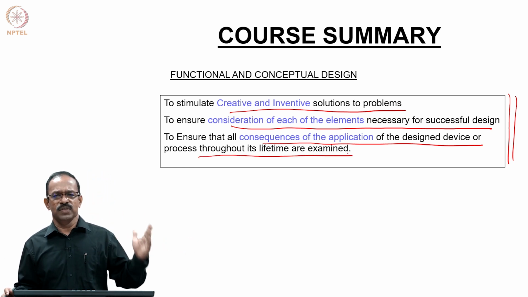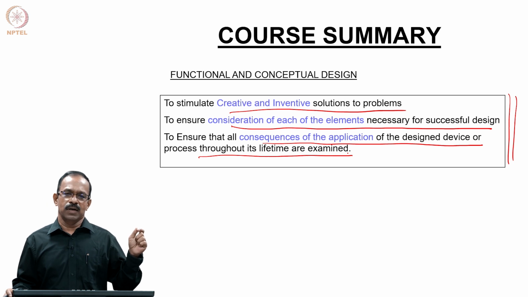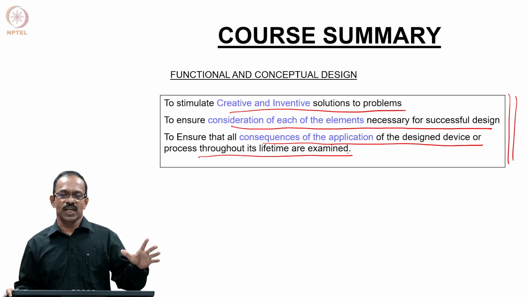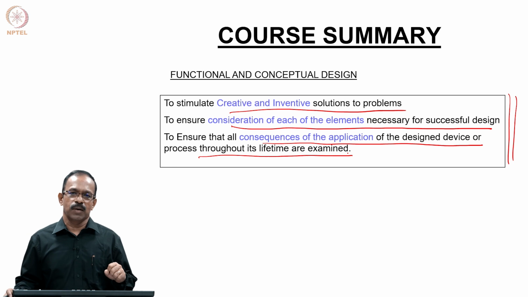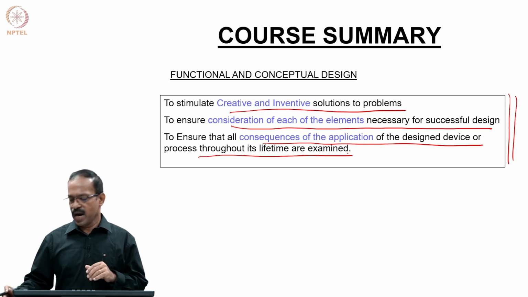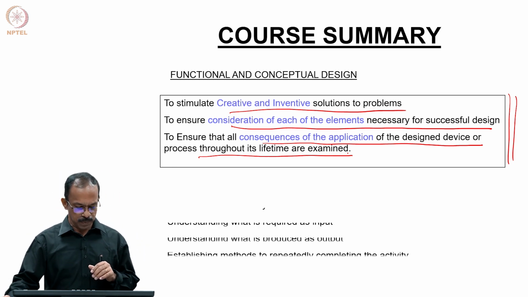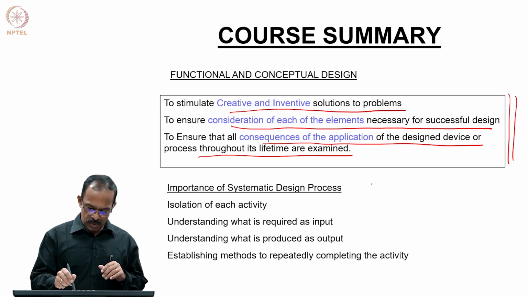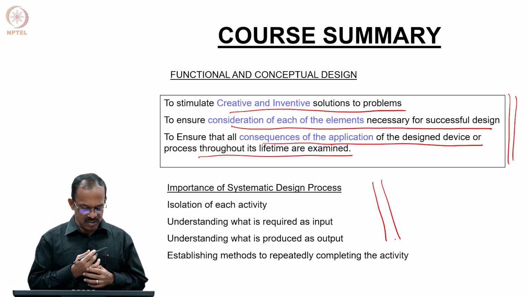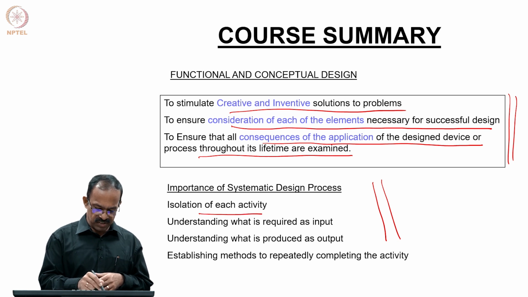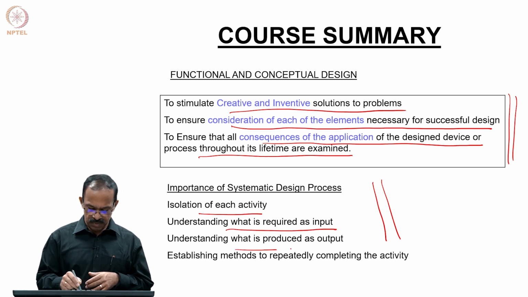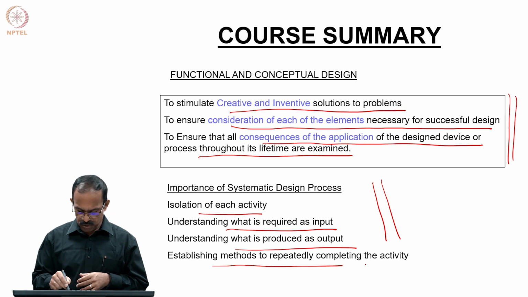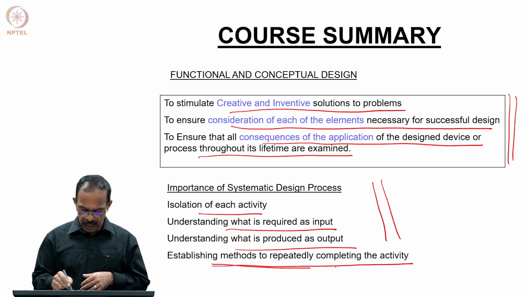So, as we progressed with the design, we looked at various elements which contribute to the product and its life cycle and tried to address those issues. And we talked about the importance of a systematic design process: isolation of each activity, understanding what is required as input, what is produced as output, and establishing methods for repeatedly completing the activity.